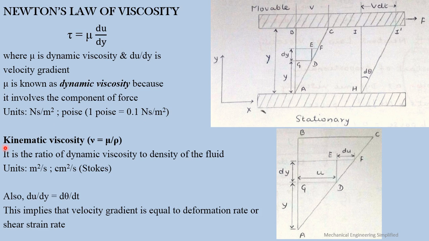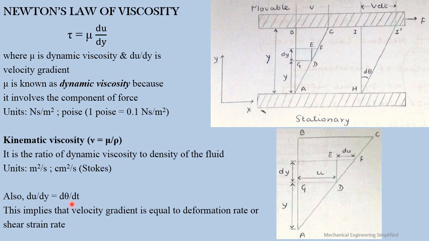Then another type of viscosity is kinematic viscosity, which is given by dynamic viscosity divided by density. It is the ratio of dynamic viscosity to density of the fluid. Its unit is meter square per second, that is the MKS unit, and the CGS unit is centimeter square per second, and that is also known as Stokes.